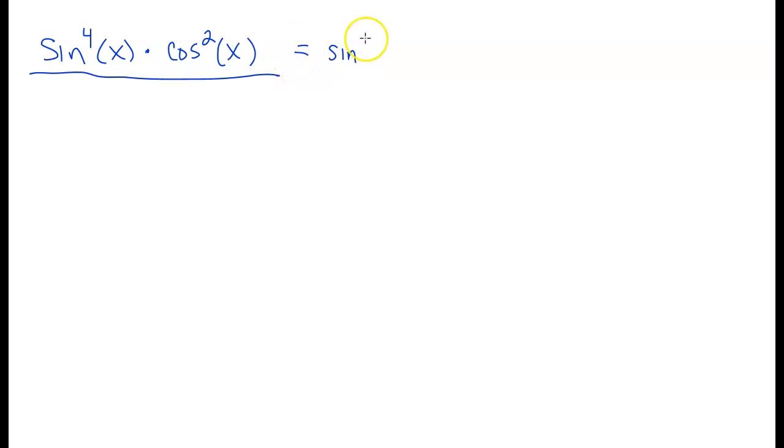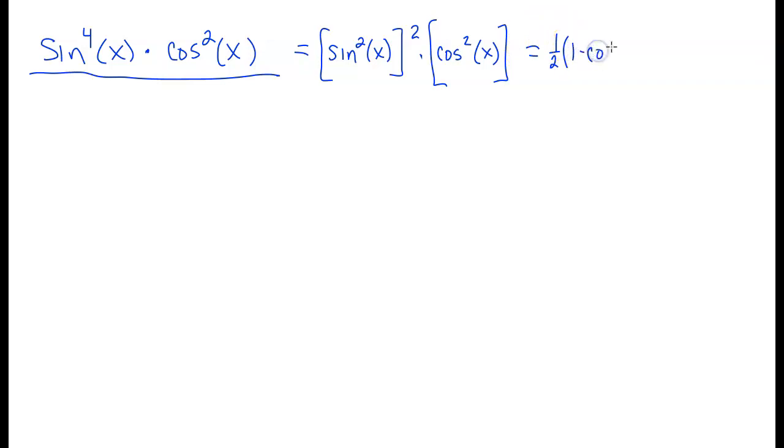So here we know that we could rewrite sine to the 4th as sine squared of x squared times cosine squared of x. Note that since both of these are even, we can rewrite sine squared of x as 1/2 of 1 minus cosine of 2x, all that squared. And here we could rewrite cosine squared of x as 1/2 of 1 plus cosine of 2x.